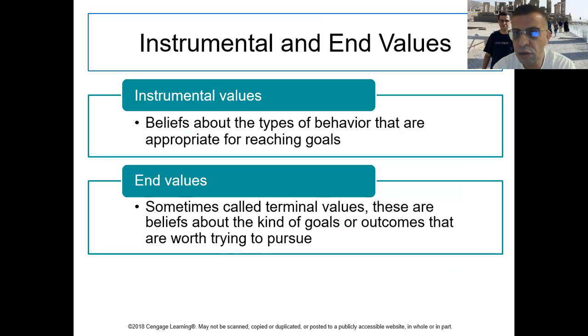Now, instrumental and end values. These are two types. Instrumental values are beliefs about the types of behavior that are appropriate for reaching goals. And end values, sometimes called terminal values, are beliefs about the kind of goals or outcomes that are worth trying to pursue. There is an expression that says, all roads lead to Rome. That's end values. Your value is to get to Rome, so you can get there through all the routes.